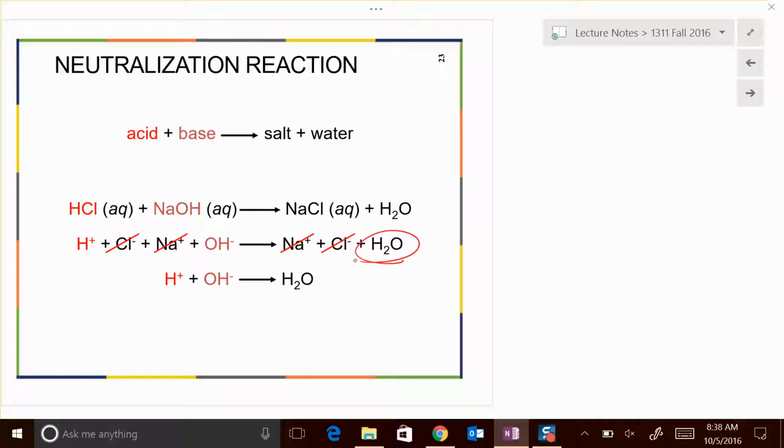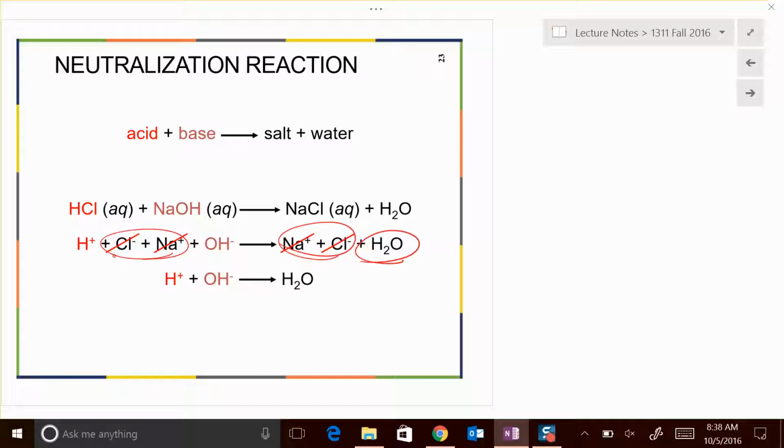Because look at this, sodium chloride is aqueous. So it's not really reacting. These are spectator ions, the sodium and the chlorines. Those are spectator ions. So they are not participating in the reaction. They're just left over. It's the H plus and the OH minus that have neutralized each other into water.